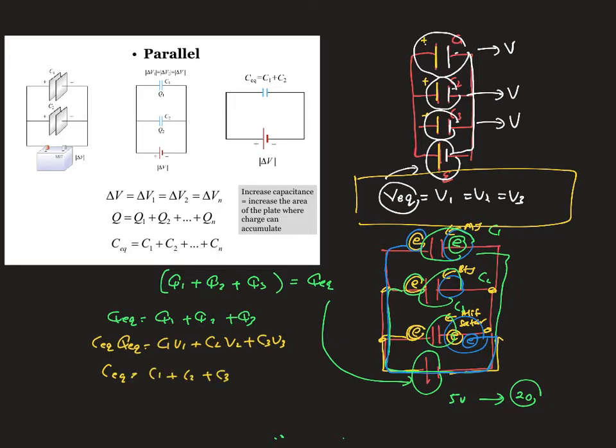So you can see that this combination of capacitors increases the area for the charge to stay. From this picture, there's a lot of area for the charge to stay, and that's the reason why this combination produces the maximum value of capacitance. Okay, so let's proceed with the series.